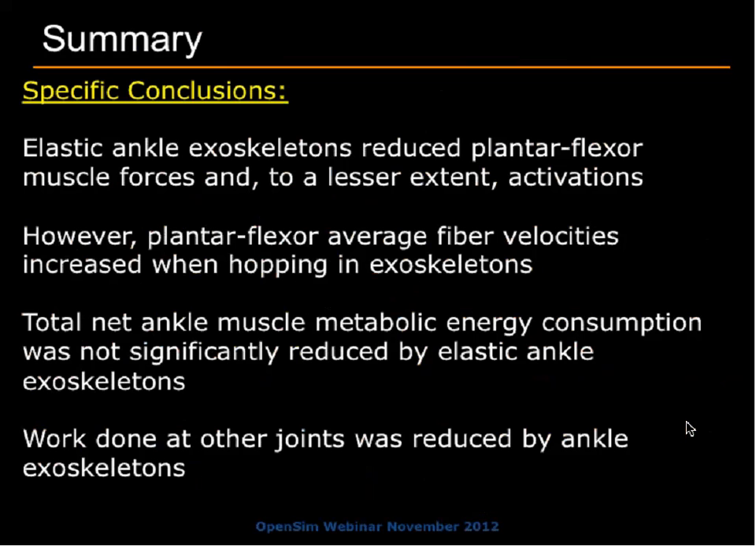One of the things I haven't alluded to here, but I should now point out to clarify that, is that we did see changes at other joints when the exoskeletons were worn as well, particularly the knee. There was actually a reduction in work done at the knee joint when exoskeletons were worn. And so this plays into that total whole body net metabolic cost as well.